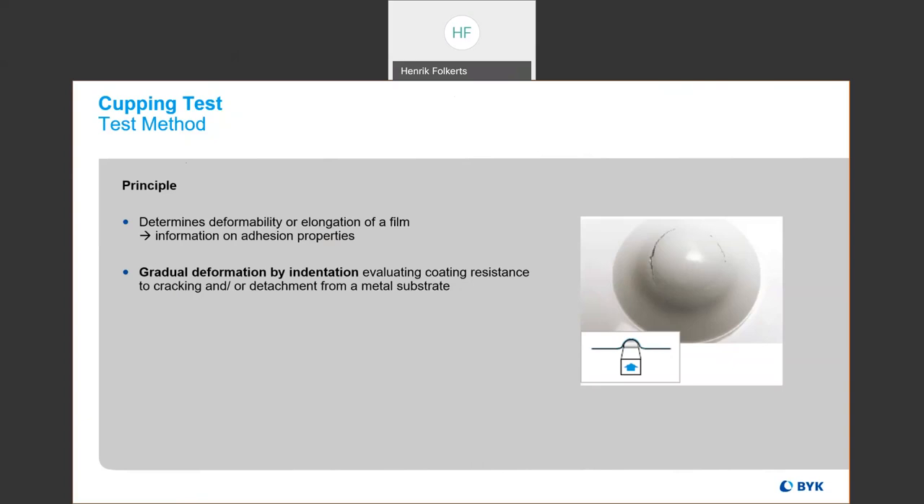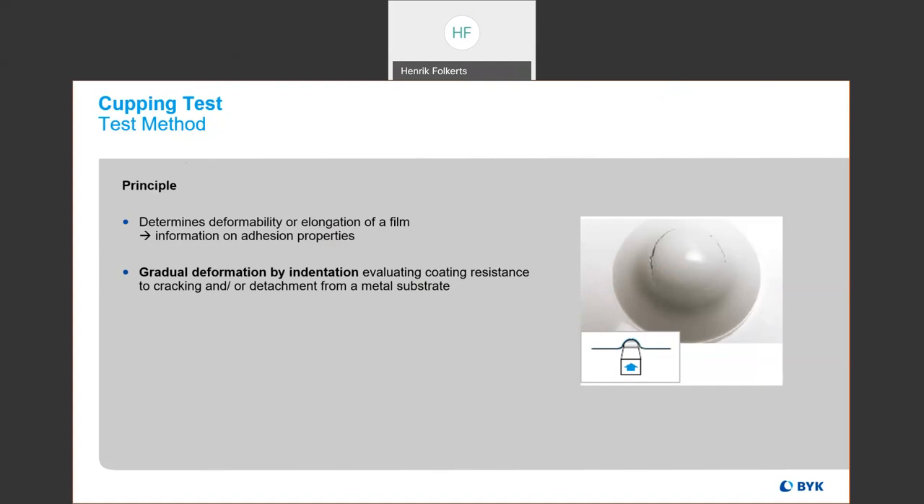It is, as mentioned before, a slow movement test and also gives information about adhesion properties. As we are doing it very slowly, we can evaluate gradual deformation by indentation. Here you can see the punch. This is the punch. We evaluate the resistance of the coating to cracking. When the cracking is very severe, the coating resistance to detachment from the metal substrate is judged.